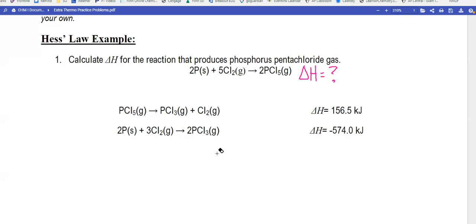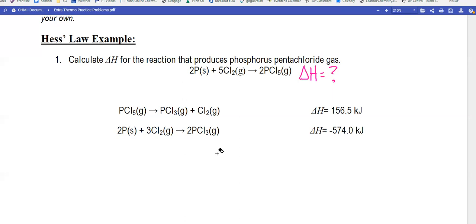And you flip the sign of the delta H. Then, does it have the correct coefficient? So if it needs a 2 and it has a 1, then you would multiply or divide to get the coefficient correct. And you multiply and divide everything in the equation, and multiply and divide the delta H number.